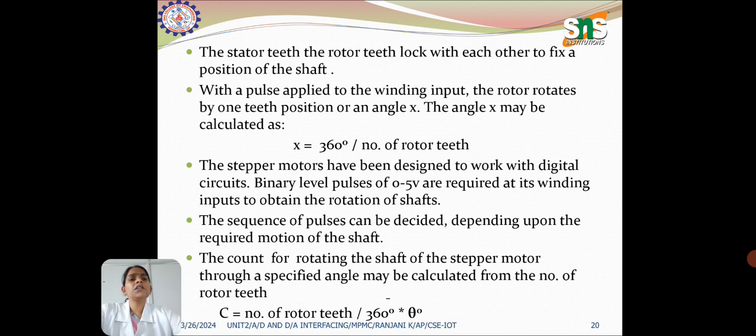The stepper motors have been designed to work with digital circuits. Binary level pulses of 0 to 5 volts are required at the winding input to obtain the rotation of the shaft. The sequence of pulses can be decided depending upon the required motion of the shaft. The count of the rotation of the shaft through the specified angle may be calculated with the number of rotor teeth.